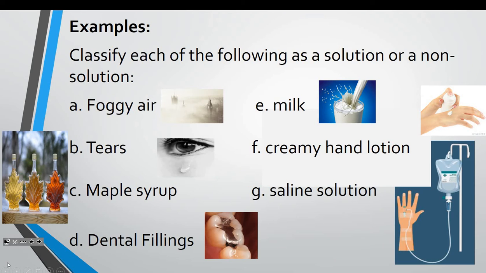Depends on the maple syrup. You'll notice there's a varying degree of color, and depending on the size of the particles inside the maple syrup, it can be a solution or a colloid, but more often it's a colloid. Okay, we'll talk about those in a minute. What about dental filling? Non-solution. Okay, what about milk? Actually colloid. Okay, what about creamy hand lotion? That would be a colloid or a non-solution. What about saline solution? It says solution. It is a solution. Okay, so let's go forward.